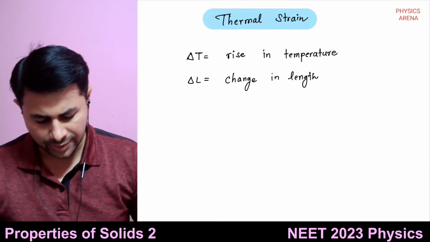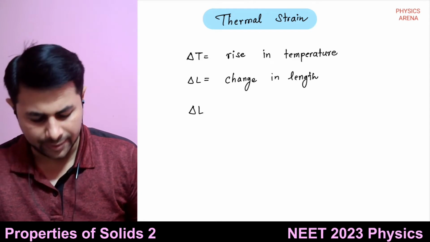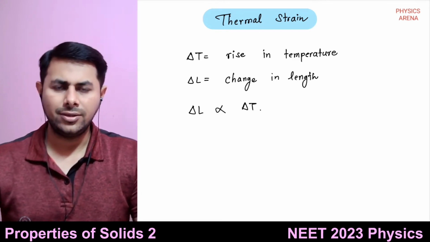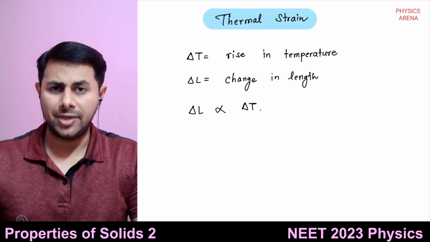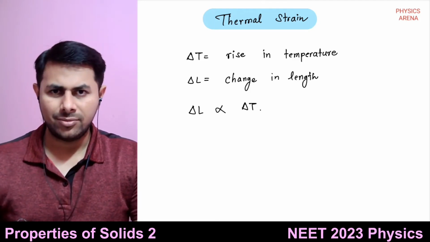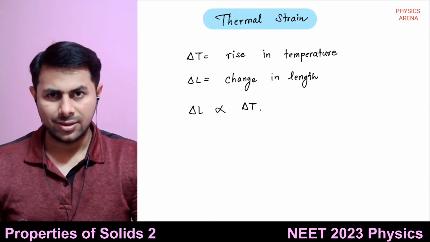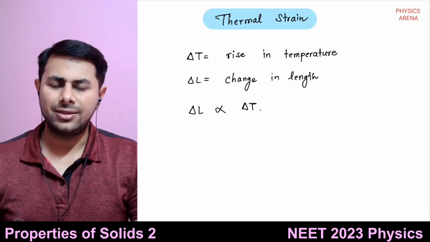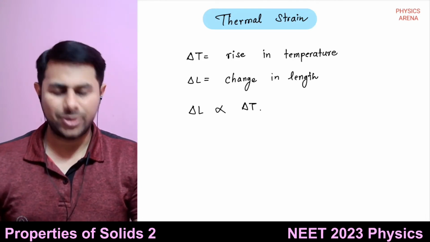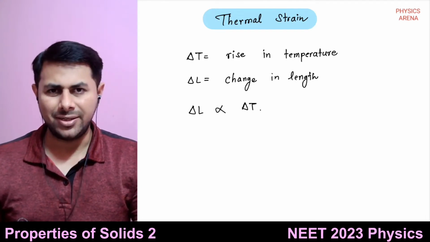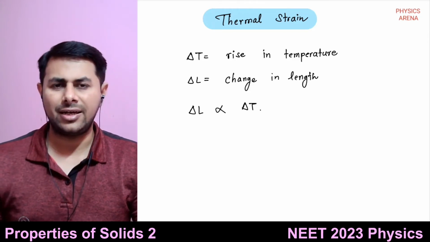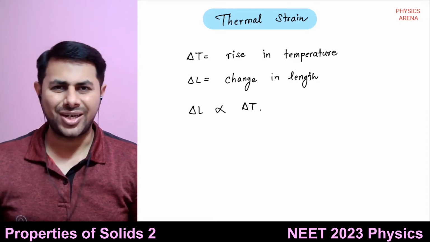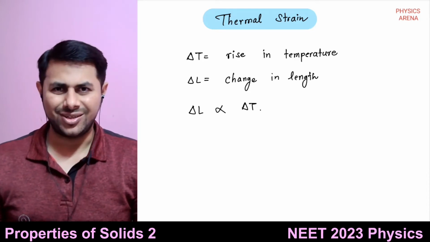Okay, so we can say that this delta L is directly proportional to delta T. More is the rise in temperature, more will be the change in length, more will be the increment in length, right? Experimentally we find that delta L is directly proportional to delta T, not delta T squared or delta T raised to half or something.